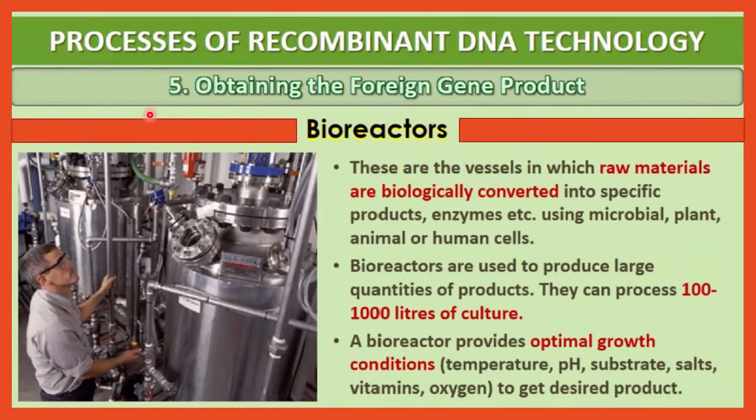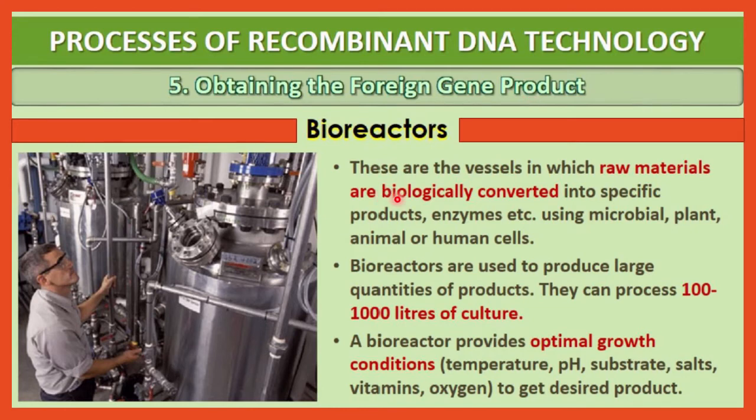For getting such a recombinant product or protein, we require some very important vessels, and they are called bioreactors. Let me explain what bioreactors are. These are the vessels in which raw materials are biologically converted into a specific product. The host cell which is already transformed will be utilized in them for the production of a foreign gene product.